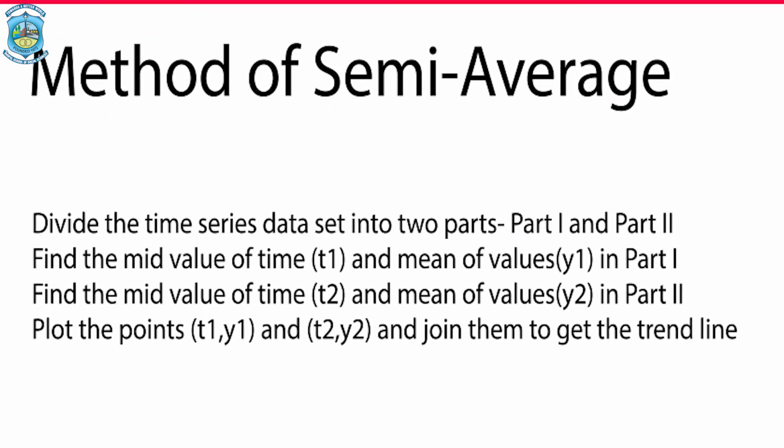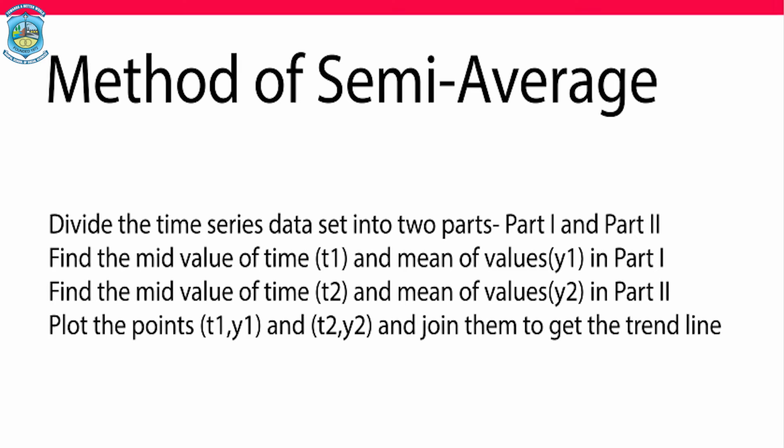Let us come to the first method, the method of semi-average. In this method, we first divide the time series data into two parts, part 1 and part 2. Then we find the mid value of time, which is denoted by T1, and mean of values, which is denoted by Y1 in part 1. The next step is to find the mid value of time T2 and the mean values Y2 in part 2. We would then plot the points T1Y1 and T2Y2 and join them to get a trend line.